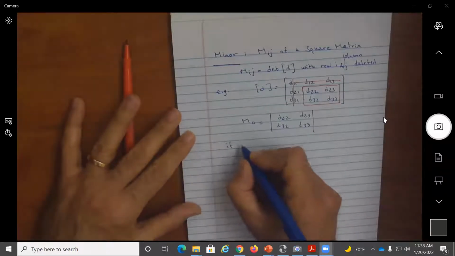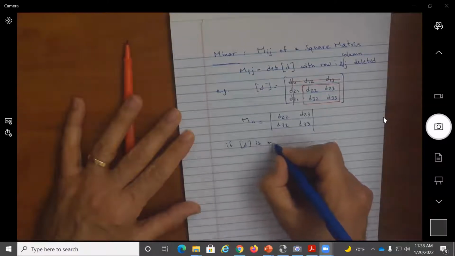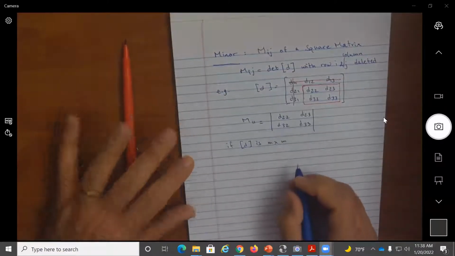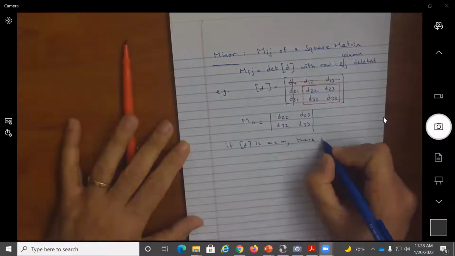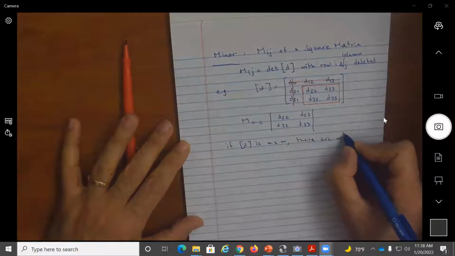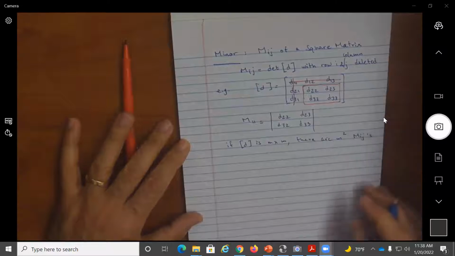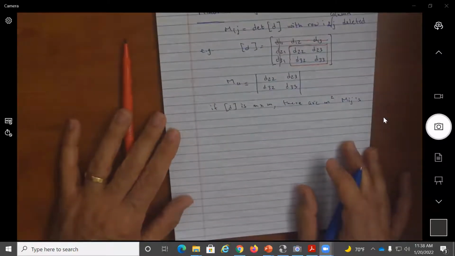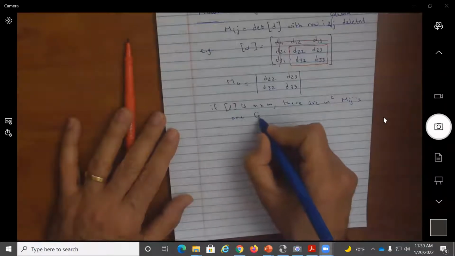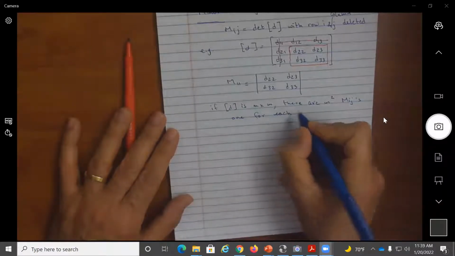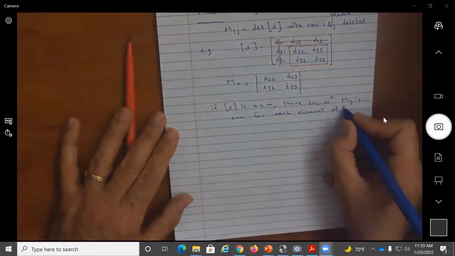So if the matrix D is m by m, there are m squared Mijs, or m squared minors, one for each element of D.